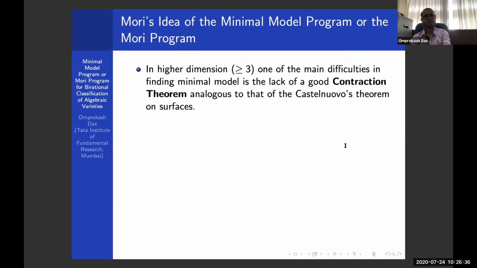So in dimension greater than or equal to 3, one of the main difficulties of finding a minimal model, a minimal representative in each equivalence class, is the lack of a good contraction theorem analogous to Castelnuovo's theorem for surfaces. I can do exactly the same thing: start with a variety X and take a resolution of singularities. It exists, at least over characteristic 0, by Hironaka, a very famous theorem. Then if I had a Castelnuovo type of theorem, I would start contracting, remove all the bad curves, and have a minimal thing. But that contraction theorem does not exist in higher dimension. That is the problem starting in dimension 3.